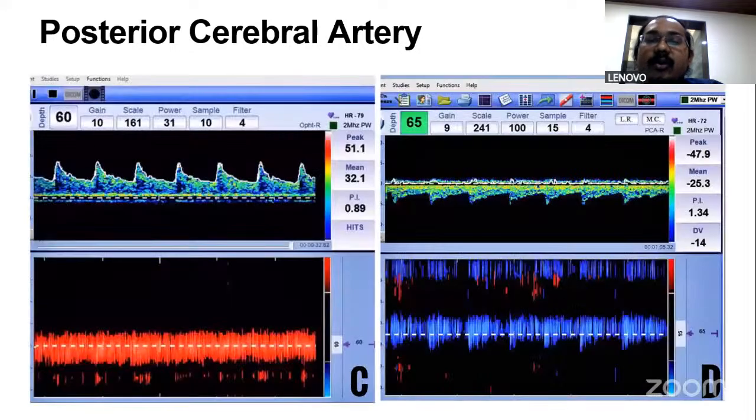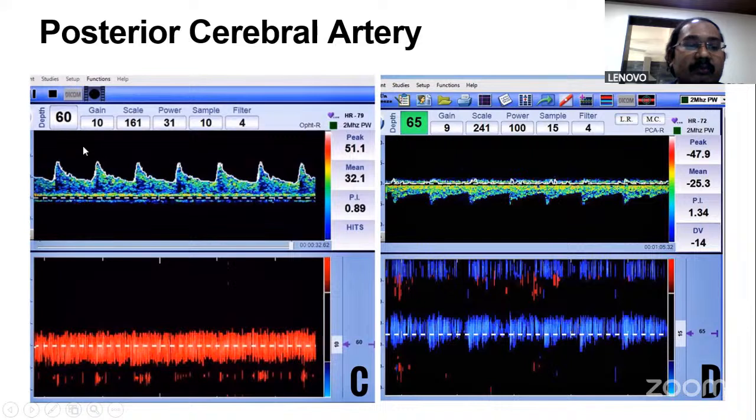Now here you can see that at a depth of 60 mm, we have got a signal. The spectral waveform is above the baseline with a mean velocity of 32 centimeters per second. So this is the proximal segment of the posterior cerebral artery. Whereas in the next image, we have a spectral waveform which is below the baseline at a depth of 65 mm, and this is the distal segment of the posterior cerebral artery.